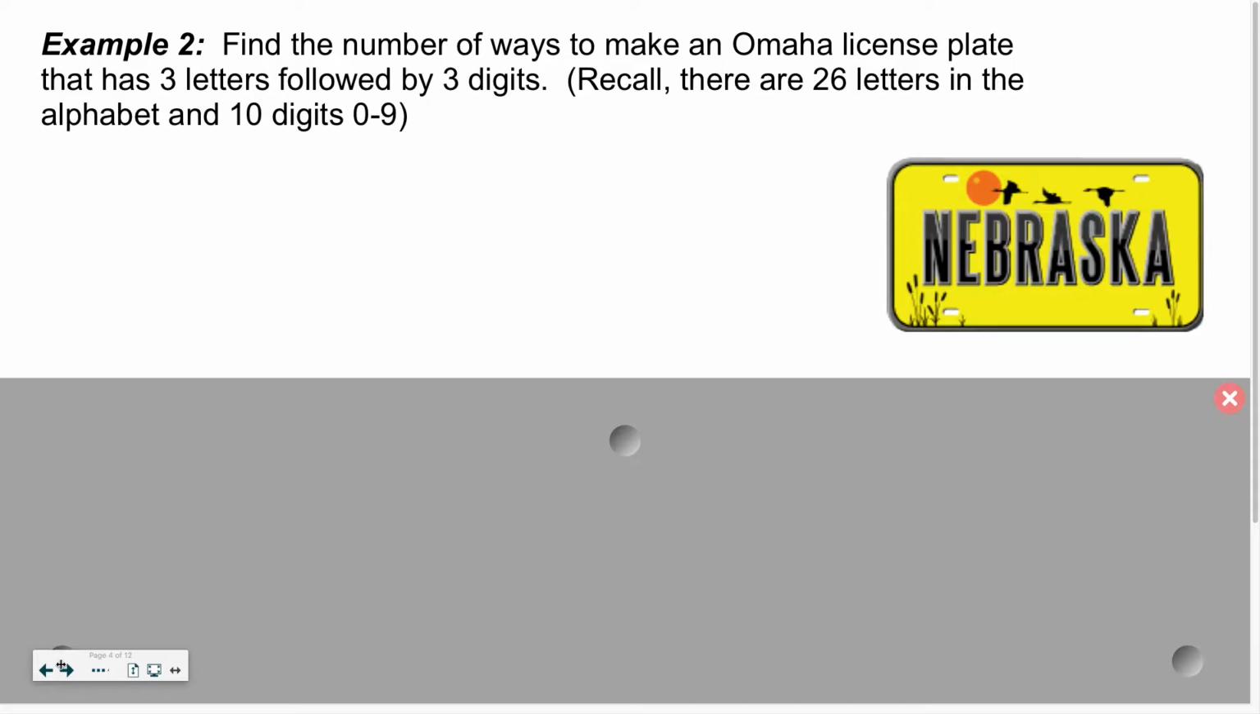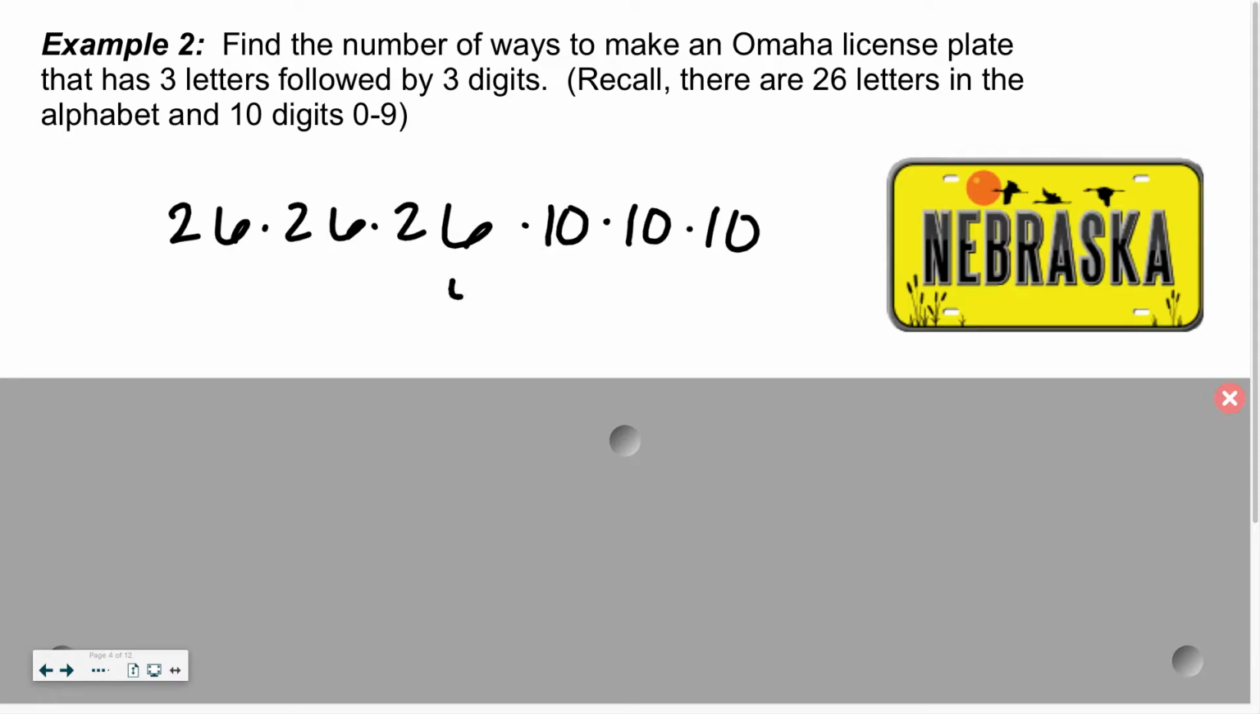What did you guys do to get your answer? Cole is saying 26 times 26 times 26 times 10, 10, 10. And I saw some people, as I was moving around the room, shorten it to 26 cubed and 10 cubed. That would be totally fine. So think about what Cole is doing there. When you think about building your sandwich or your outfit, we had 3 choices: shoes, shorts, shirt, or meat, cheese, bread. Now on the license plate, we have letter, letter, letter, digit, digit, digit.